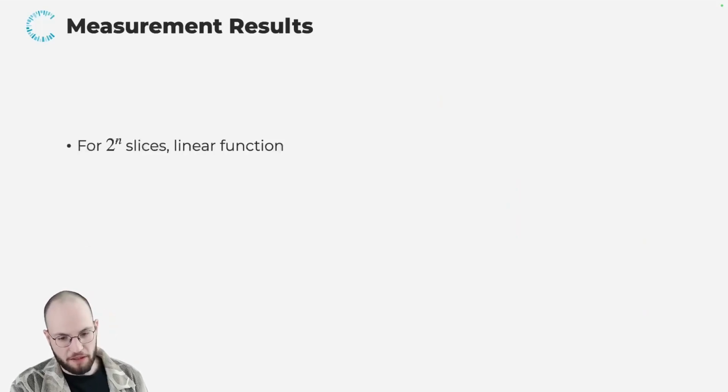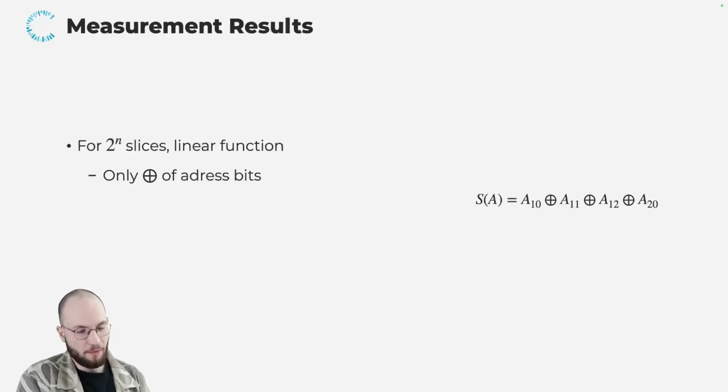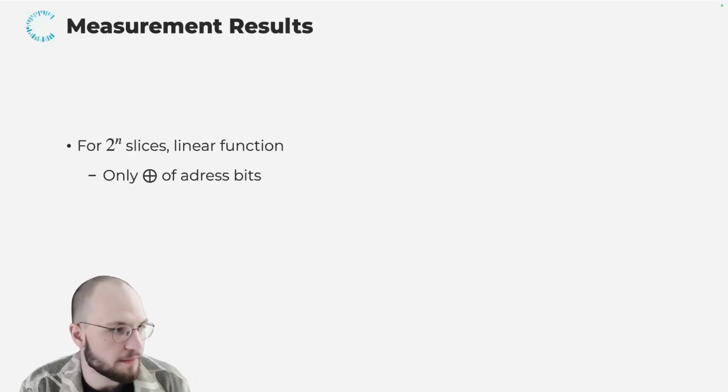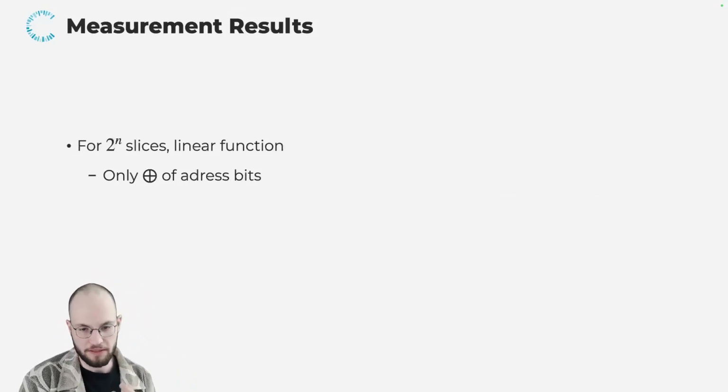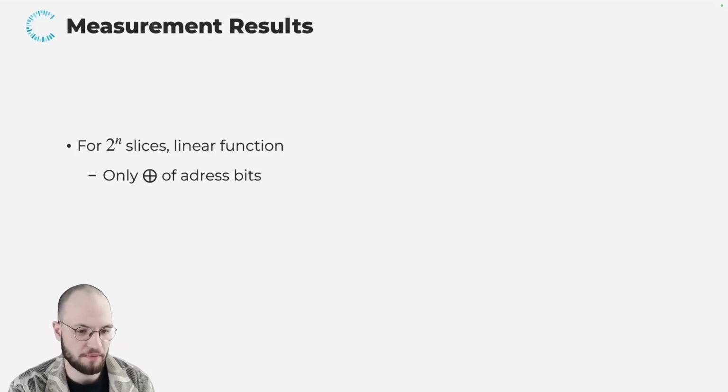Well, and then we can work with these measurements, right? And it turns out that that's very true. If we have a power of 2 slices, then we have linear functions, and it's just an XOR of address bits. Why is that the case? Well, this is because if you just take the XOR and you have a power of 2 and the input is randomly distributed, you also get a very nice random, or uniform, distribution on the output, which is very nice because you want to perform load balancing.